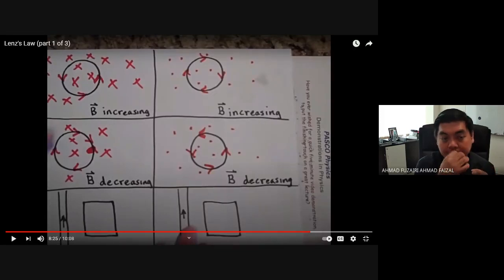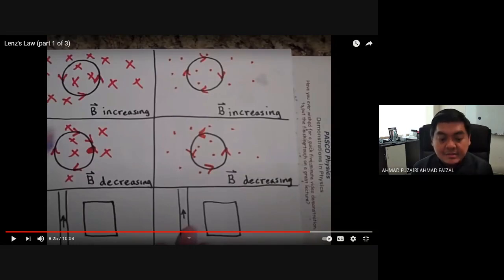Okay, on figure A, we can see that B is increasing. When B is increasing inside that loop, inside the circle, the number of X's keeps increasing. When the number of X's increases, what happens? It must want to reduce it back. Okay, it's always opposing the change in magnetic flux. Always oppose the change in magnetic flux.